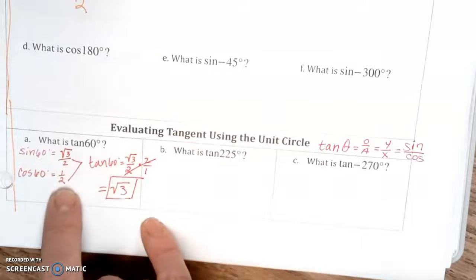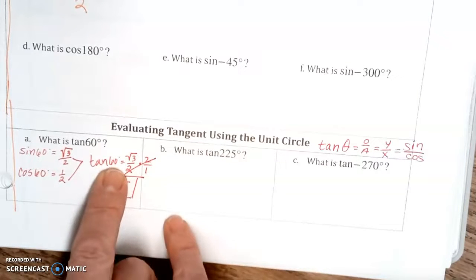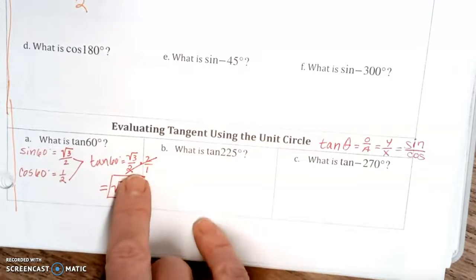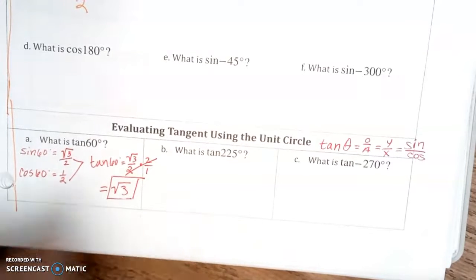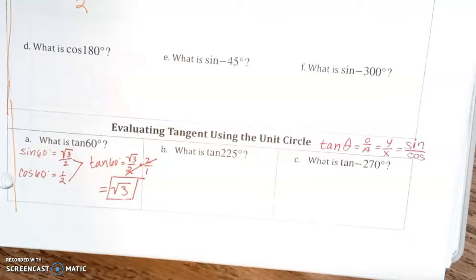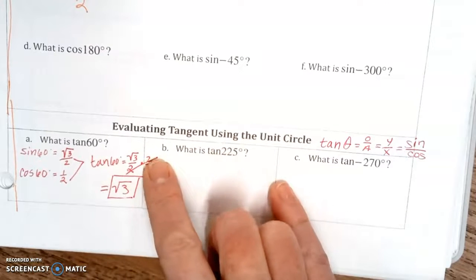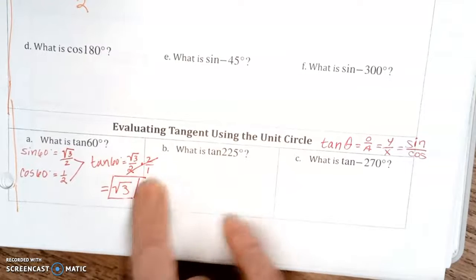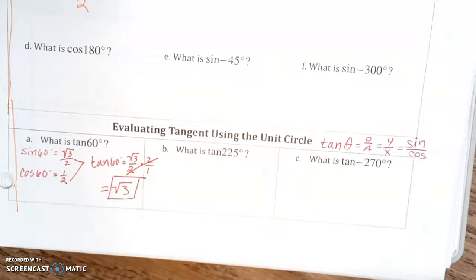So the tangent of 60 is going to be the sine divided by the cosine. You guys know the rule about multiplying by the reciprocal, so you flip it and multiply instead of dividing. Makes it a little easier. The 2's are going to cancel. You'll have rad 3 over 1, which reduces to rad 3.